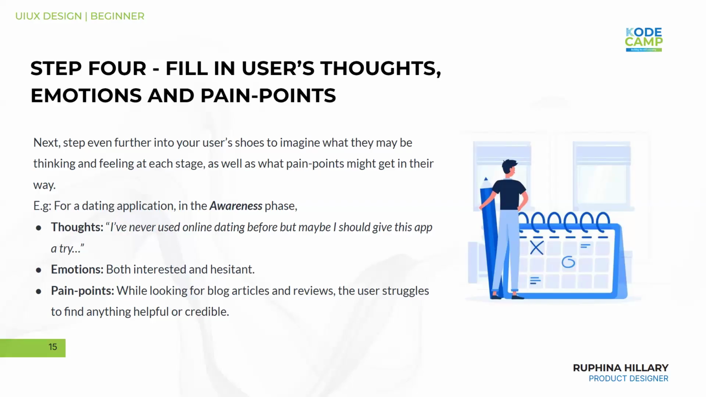And if you remember what I said in the action phase, they went to YouTube and TikTok to look for reviews. So a pain point that can arise in this awareness phase is that while looking for reviews on your product, they don't find anything helpful or credible. An opportunity you can identify here is to make sure that reviews and blog articles are available on probably your company website. So that is where you identify opportunities from. That's for step four.